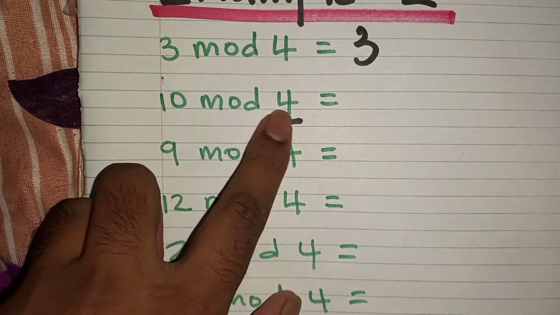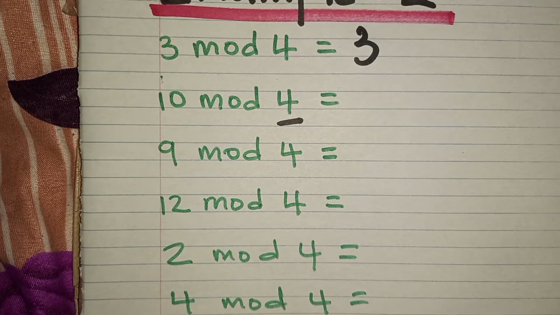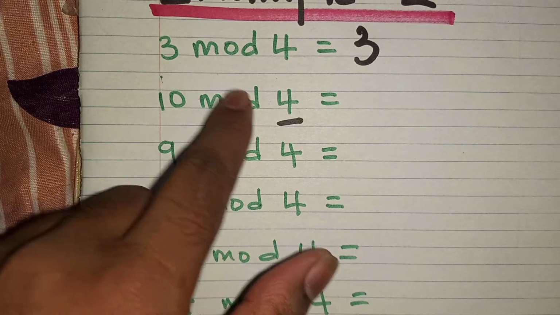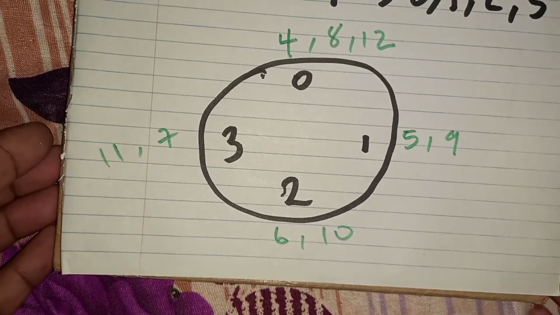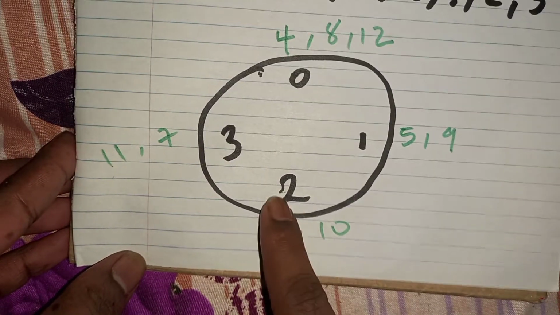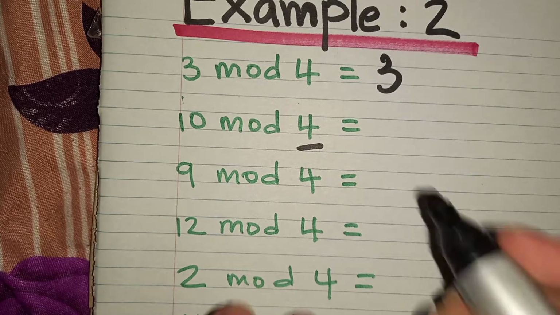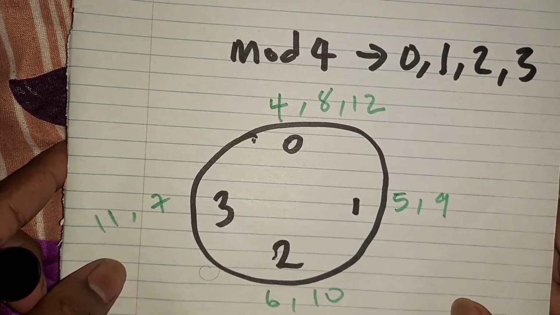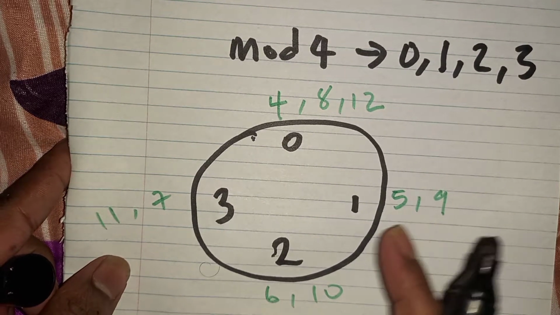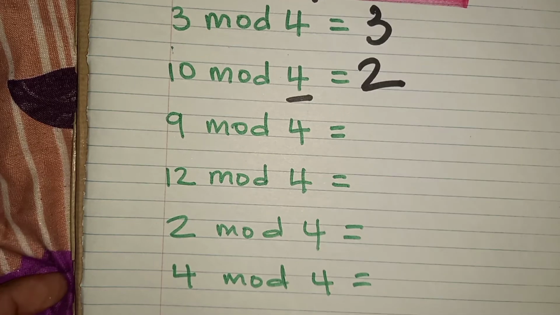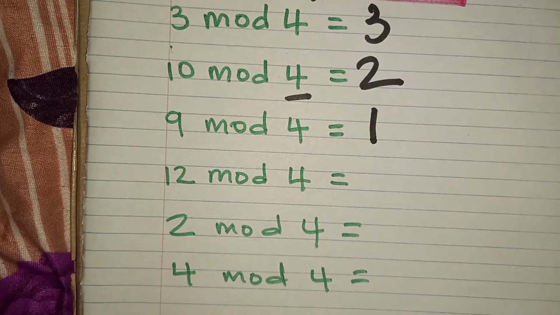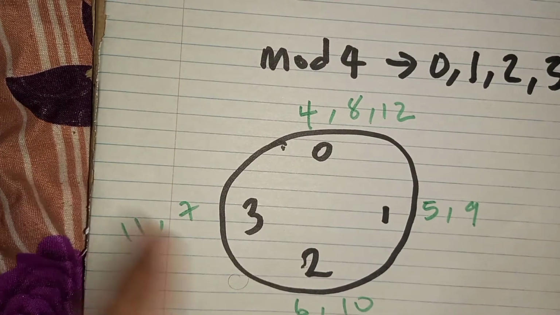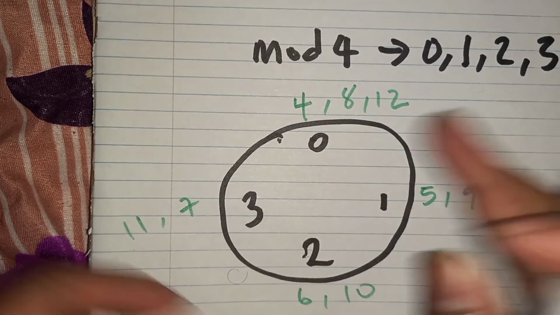So first number is greater than second number, use the circle method. So 10 modulo 4, look for 10. Where is 10? Here. Opposite 10 is 2, so the answer is 2. Then we have 9 modulo 4, look for 9. Where is 9? Here. Opposite 9 is 1, so the answer here is 1. Then 12 modulo 4, where is 12? Look for 12. Here. Opposite 12 is 0.